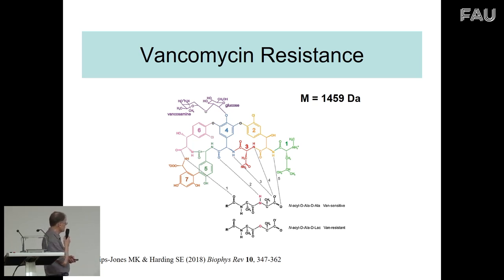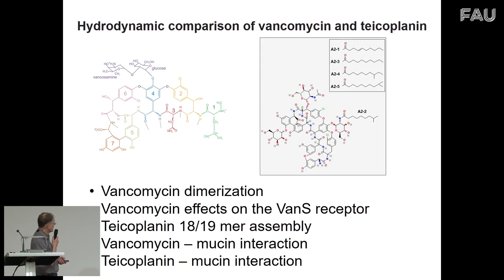Of course, this is linked with antimicrobial resistance to these because there's sensors on the membrane of the bacteria which can recognize this and then can induce a mutation in the sequence, which is no longer, we've got DLAC here, no longer recognized by vancomycin and teicoplanin.